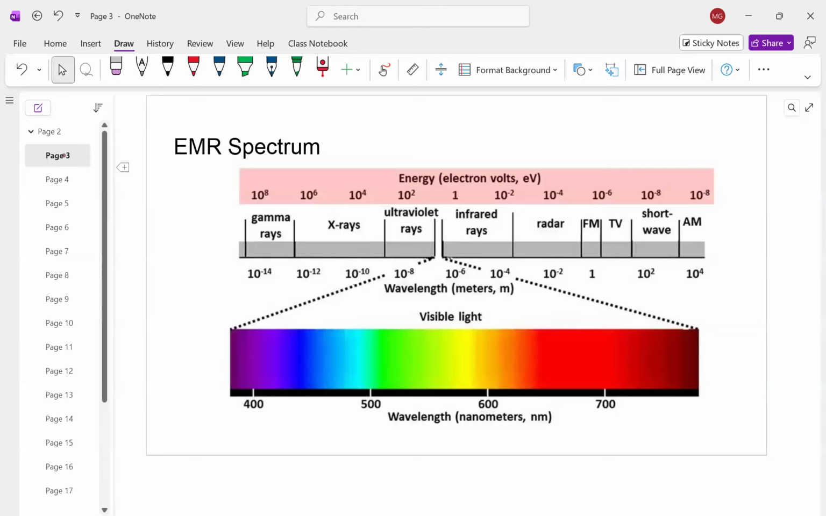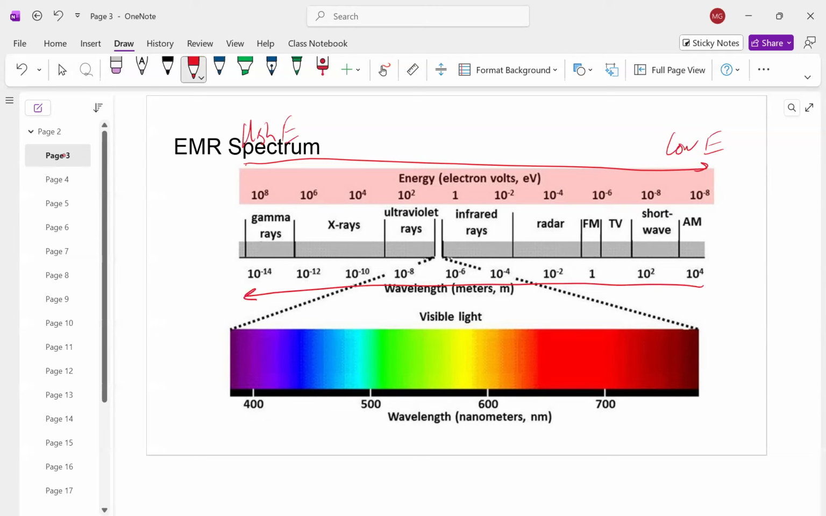This is the EMR spectrum, and we've associated with these forms of EMR in some way, shape, or form. You can see that there are different energies of these forms of EMR. So we're going from high energy down to low energy here. And then the inverse of that, we're going from wavelength, how big the waves are. If you remember wavelength from general chemistry, we're going from high wavelength to low wavelength here.